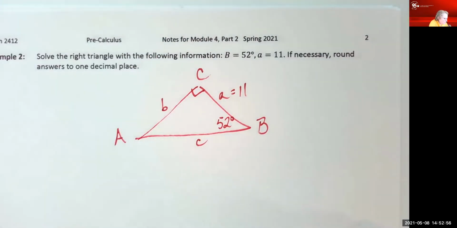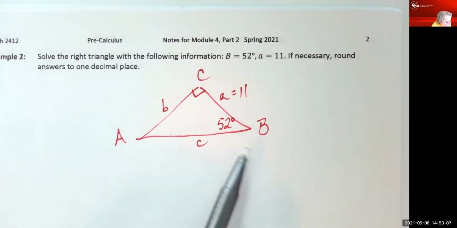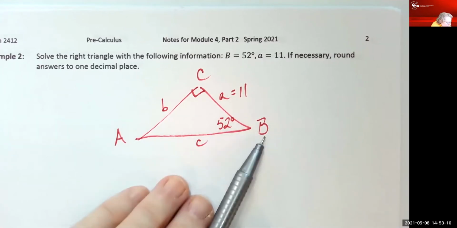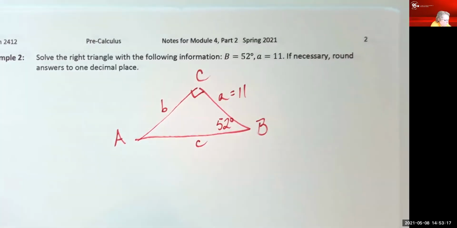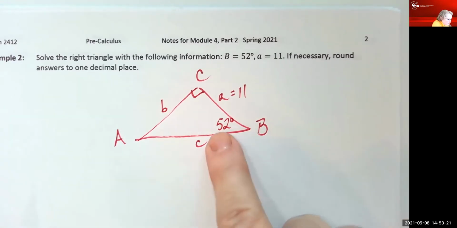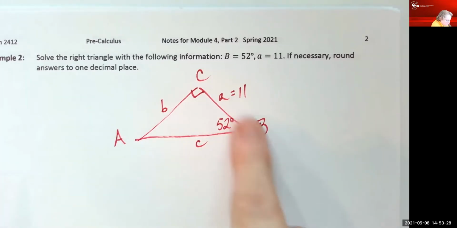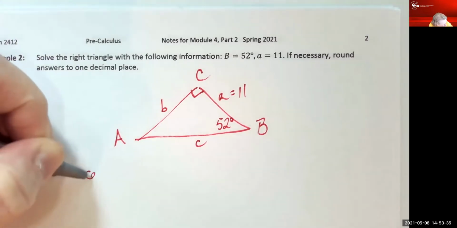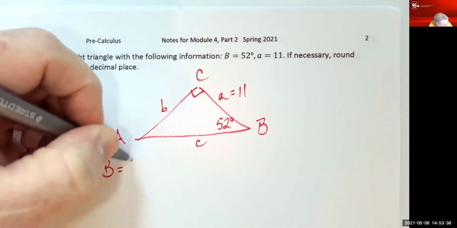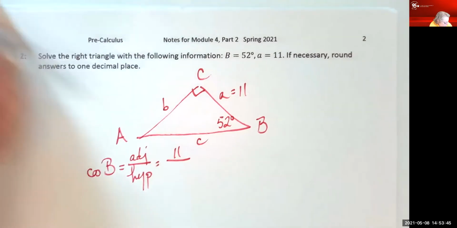How can we find another side of this triangle? Because if we have two sides of a right triangle, we can find a third. Well, what trigonometric identity for angle B will involve both side A and side C? What trigonometric identity for angle B will involve side A, which is adjacent, and side C, the hypotenuse? Exactly right. We know that the cosine of B is equal to adjacent over hypotenuse. The adjacent side is 11, and the hypotenuse is the side we don't know.